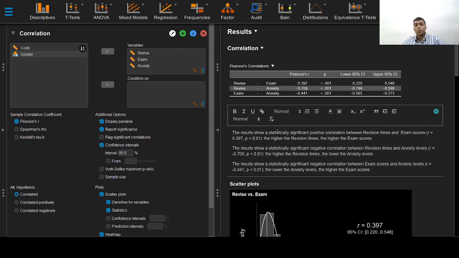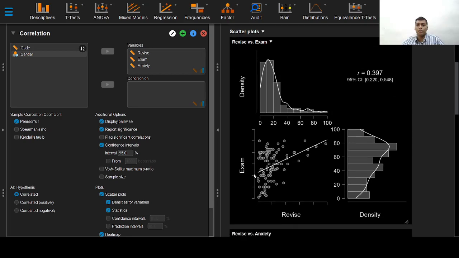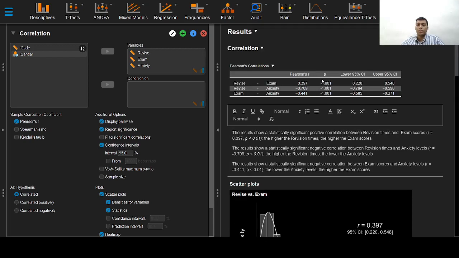So the results show a statistically significant positive correlation between the revision times and exam scores with an R value of 0.397 and a P value of less than 0.001. This means that the higher the revision times, the higher the exam scores, which is shown in this graph. Positive correlation is seen with a statistically significant result.